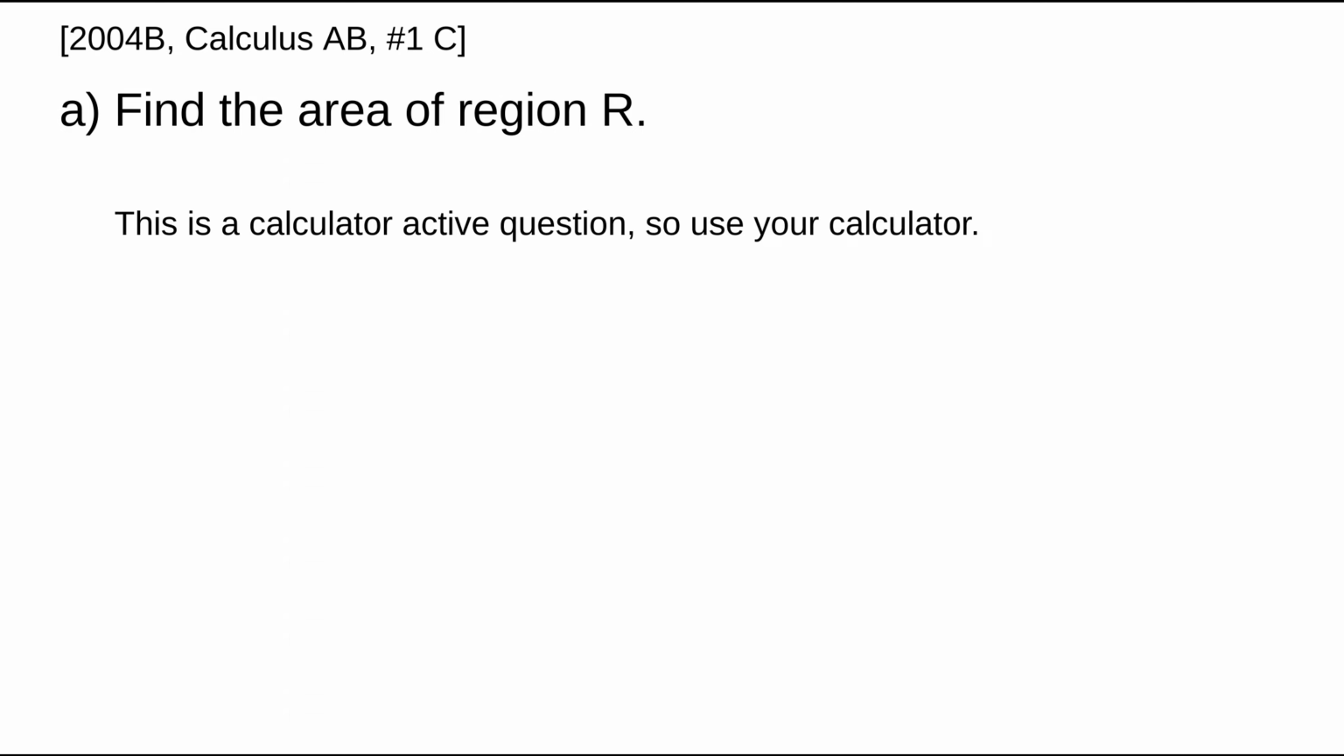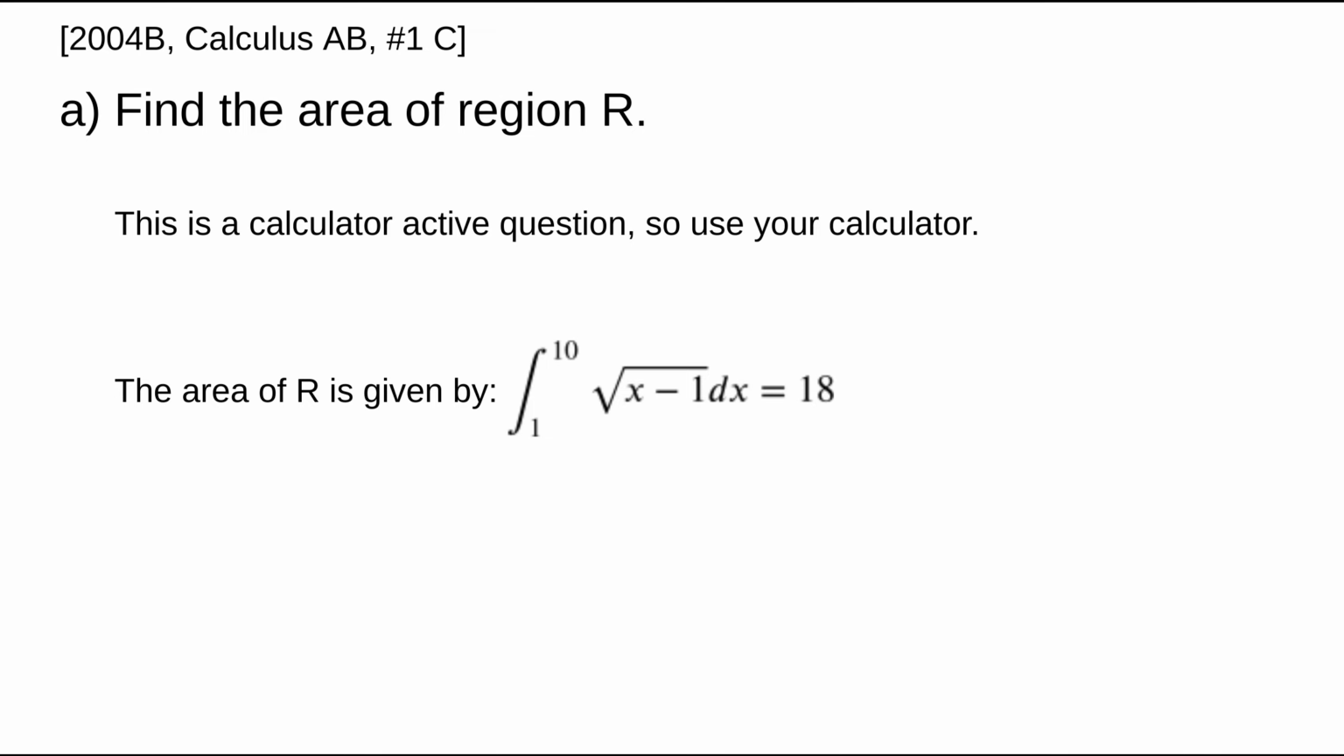This is a calculator active question, so as long as we can set up the integral correctly and express it correctly, then the calculator can do that work for us. So we need the area of R, that would be given by the integral from 1 to 10 of the square root of x minus 1 dx, and if we use the calculator to do that, we get 18.